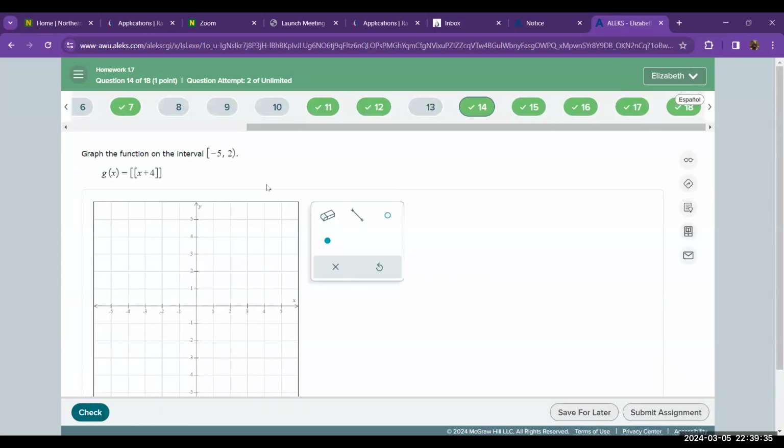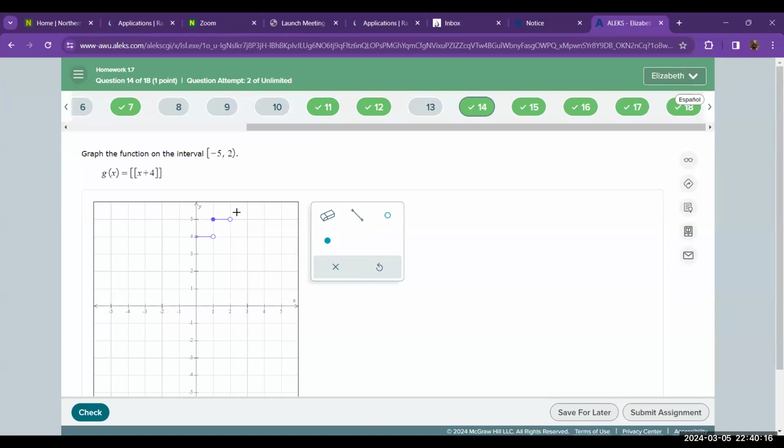Okay, so let me start with some positives. So I'm just going to start with 0. So what would happen at 0? Well, I would plug it in, I'd get 0 plus 4, and then I wouldn't need to round that because that's an integer. Now, everywhere from 0 to 1, that same thing's going to happen, but at 1, it's going to change, because if I plugged a 1 in there, 1 plus 4 is 5. So at 5, it's going to jump to there.